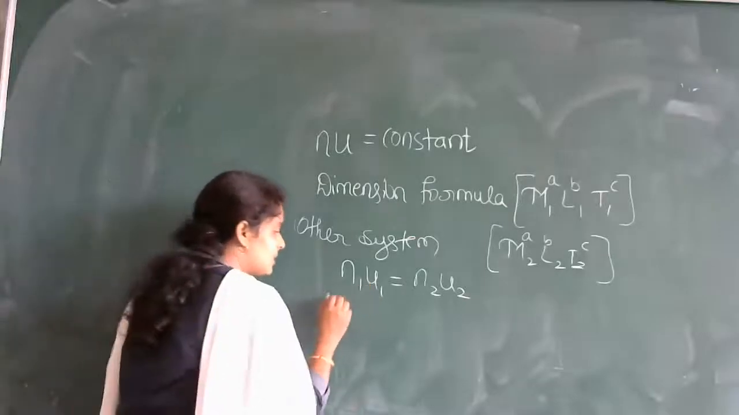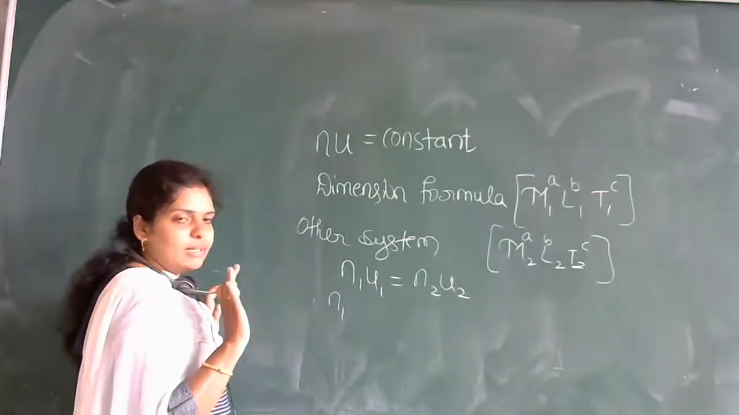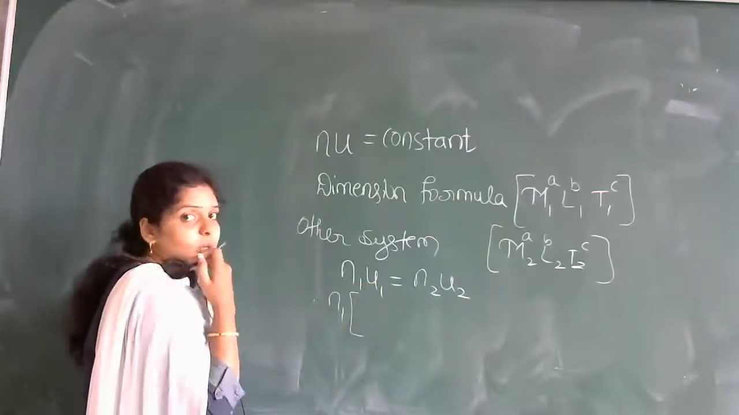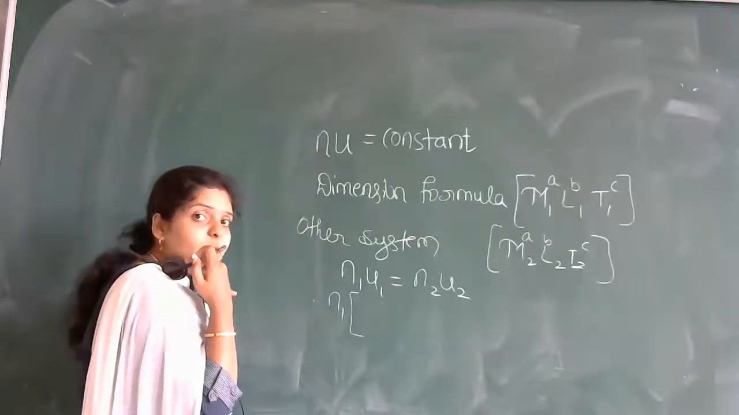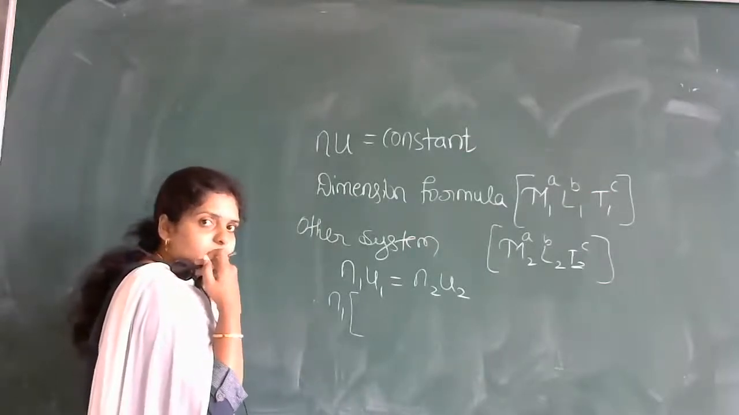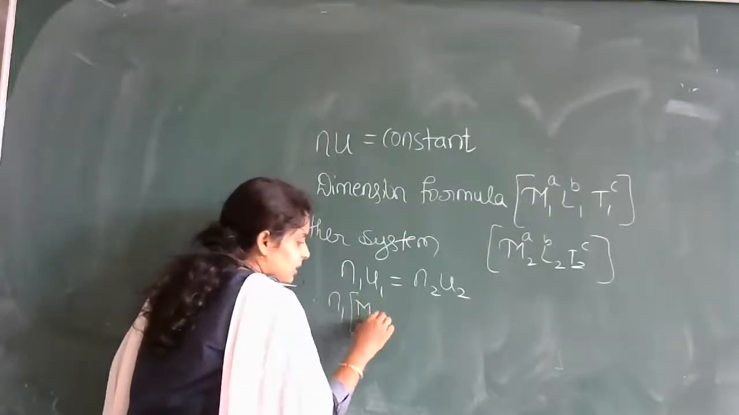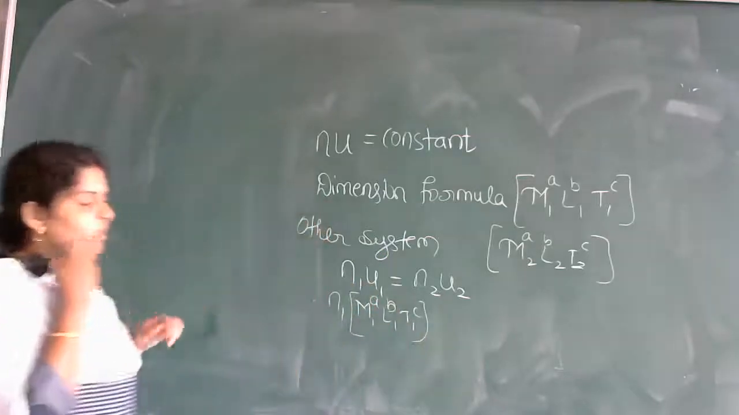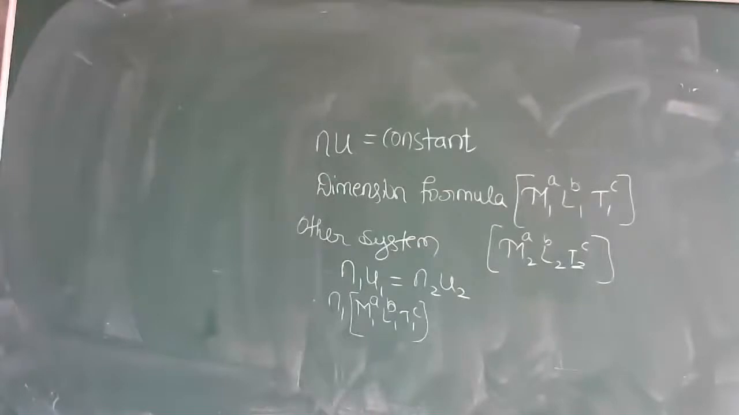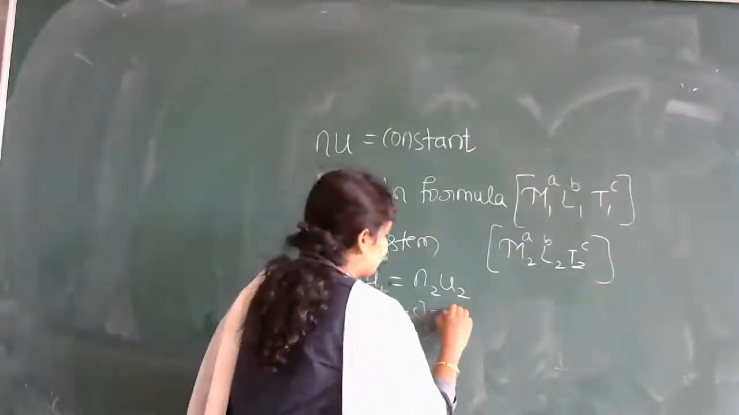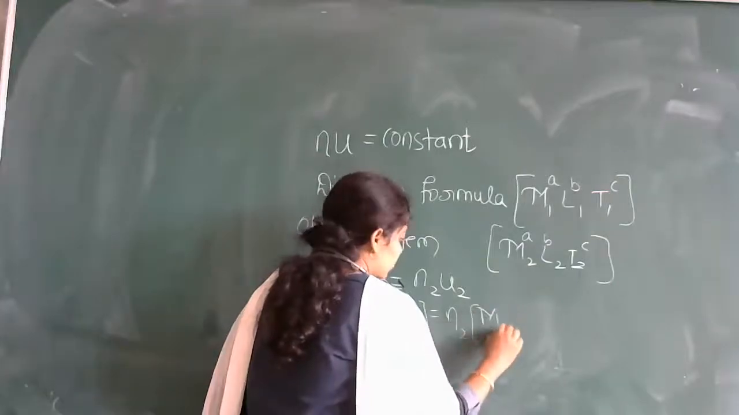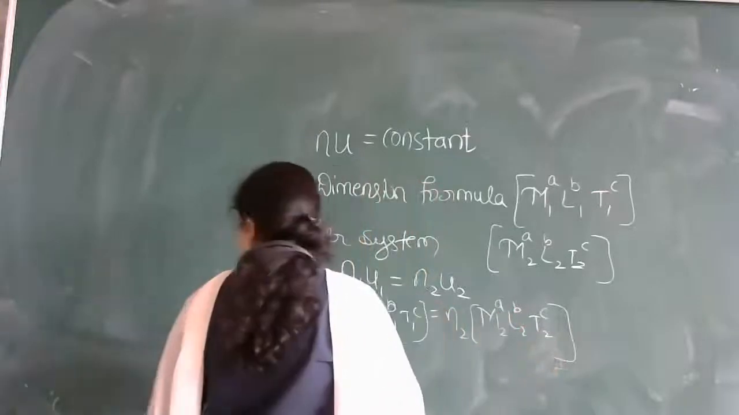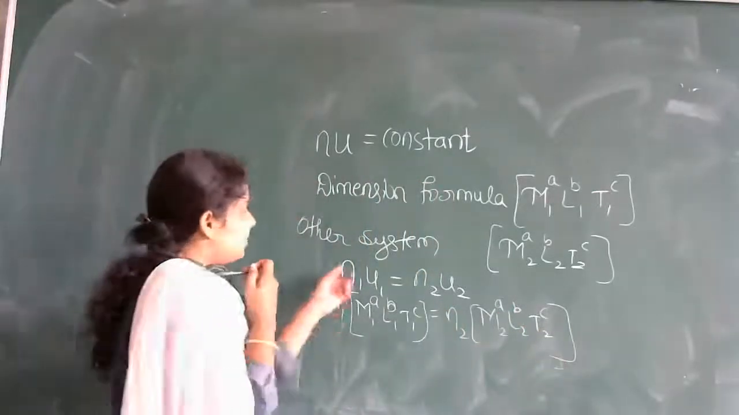So now you see this N1, it is a number. You don't know what the number is, write it as it is. U1, what is your U1 value? I am writing the dimension formula now, because by knowing the dimension formula you can calculate the units also. इसलिए मैं क्या करती हूँ अभी, इधर M1 raised to a, L1 raised to b, T1 raised to c, which is equal to N2 into bracket M2 raised to a, L2 raised to b, T2 raised to c. So this is how you will write the system of units.